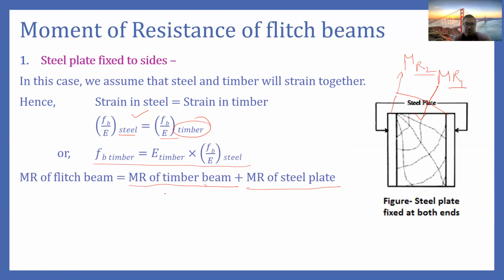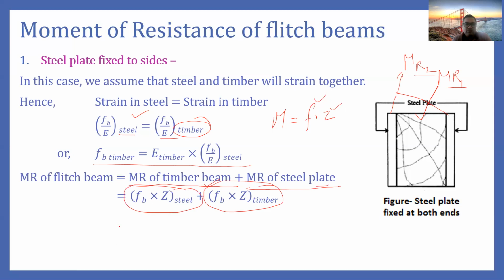So that is what I have written here, MR of timber beam plus MR of steel beam. Now, how do we find out MR? In this, we can use the bending equation. With the bending equation, we can write that moment of resistance will be equivalent to F into Z. F is the bending stress, Z is the section modulus. So that is what I have written. So moment of resistance of timber beam will be this FB into Z of timber, and moment of resistance of steel plate will be FB into Z of steel.